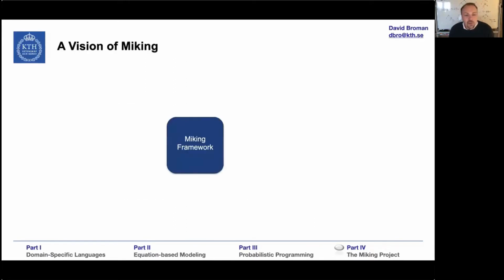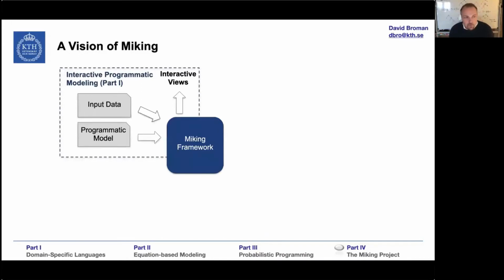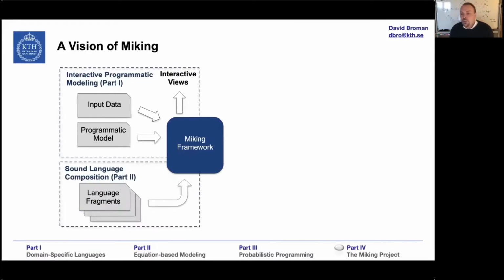So if you look at this Miking platform, one important part is the interactive programmatic modeling part, where you can express different programmatic models and be able to visualize these. Another part is the reuse. One of the key things that you want to do is not to write everything from scratch. As you see, many of these DSLs that we develop have things in common, and you don't want to create a new infrastructure every time. So we are developing methods here for a composition of language fragments, so you can compose together different language fragments to create new languages.